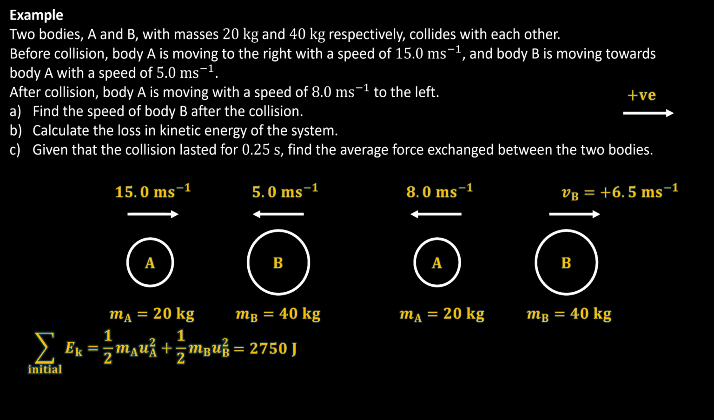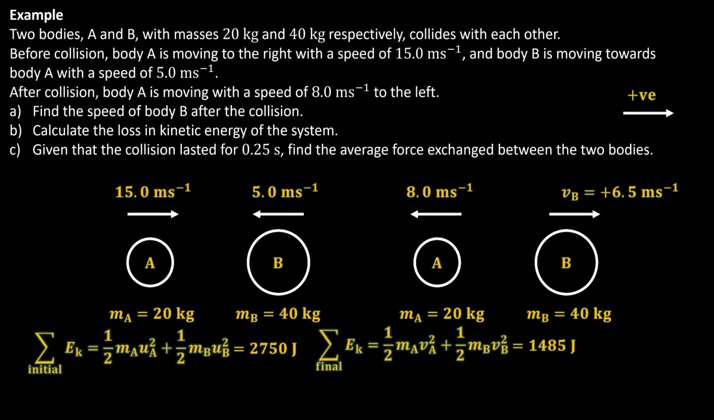2750 joules. Then we have to calculate the total kinetic energy of A and B after collision. The sum of kinetic energies after collision equals half MA VA squared plus half MB VB squared. And if we substitute the values, we should get 1485 joules. Then the loss in kinetic energy of the system is simply the loss in the total kinetic energy of A and B due to the collision.